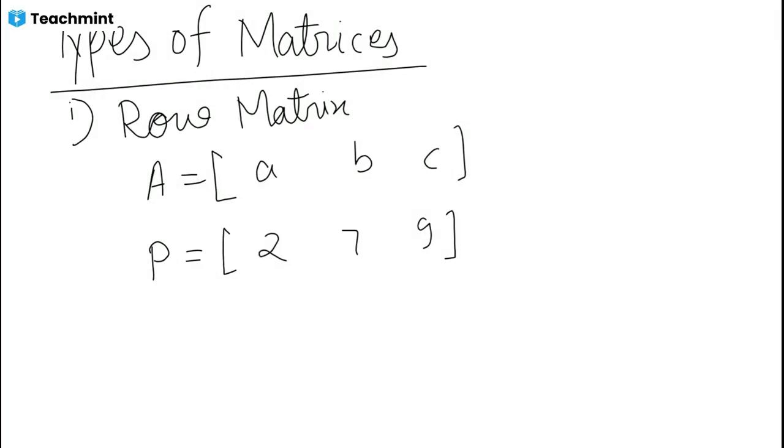We can have more examples also, like matrix Q having only two elements, X and Y. We can have as many columns as we like but only a single row, then this matrix is said to be a row matrix.